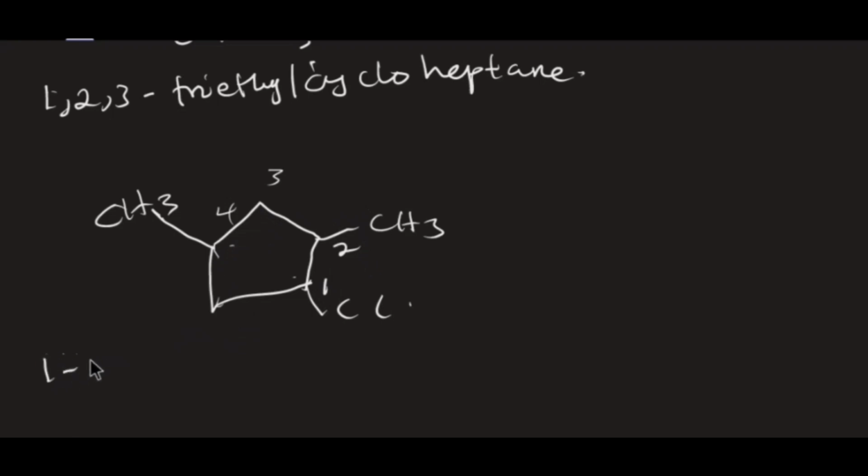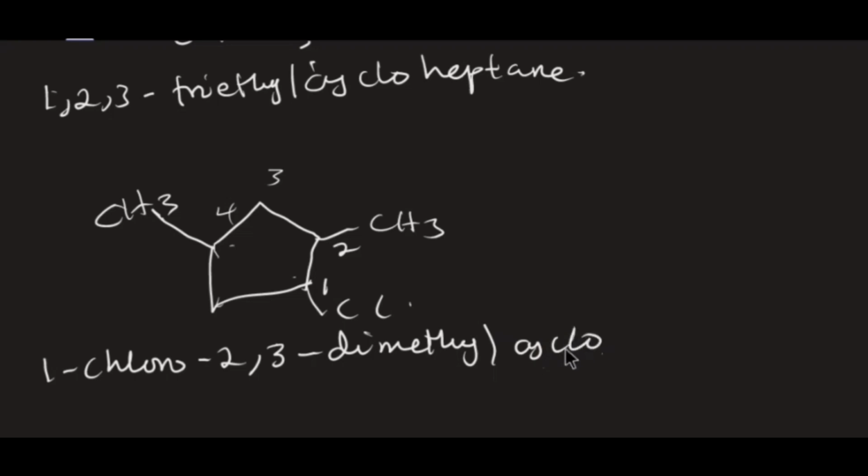So 1 chloro. Then you have 2 methyl, so it will be 2, comma, what? 2, 3, right? 2, comma, 3 dimethyl cyclo, and it's 5, so pentane. And that is how to name cycloalkanes.